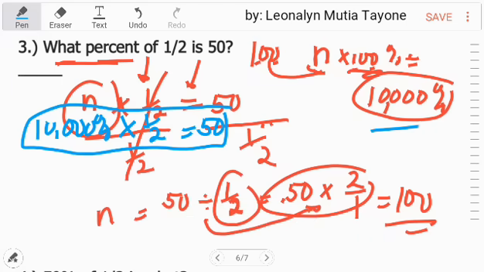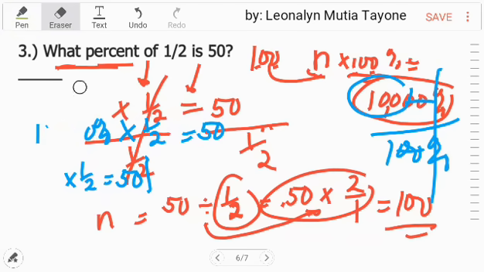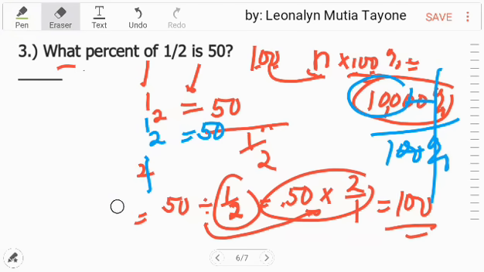10,000% divided by 100%, para ma-cancel out si percentage sign, ang matira na lang ay 100. So, 100 times 1/2 is equals to 50. 1/2 of 100 is 50. So, in other words, ang sagot sa number 3 ay 10,000%. Uulitin natin itong number 3 para sa mga nalilito.